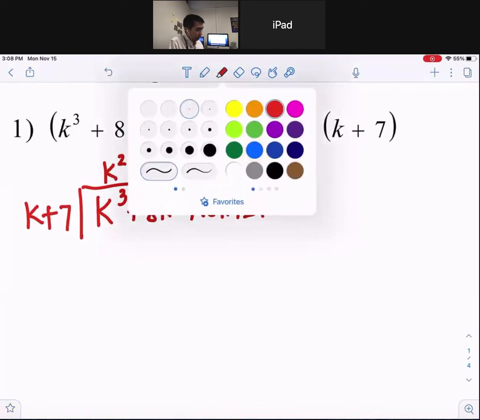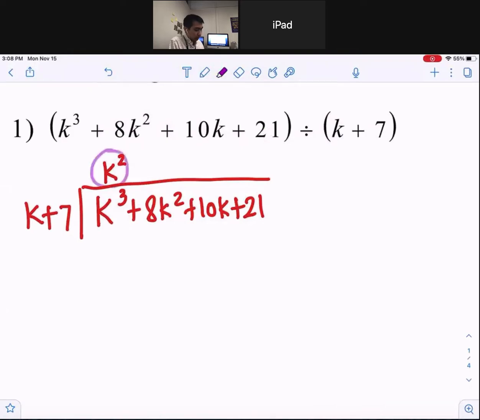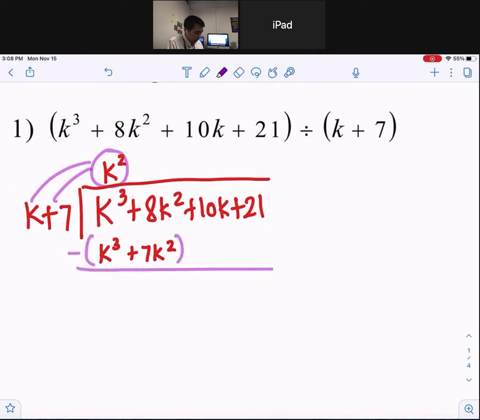Now that you found that number, you're going to want to multiply this and distribute it to both of those. So k squared times k is k to the third. K times 7k is 7k to the second power. Then, once you distribute it, you're going to subtract this from the top. So k to the third minus k to the third is 0. 8k to the second minus 7k to the second is k to the second power. Drop the 10k, and then repeat the process all over again.